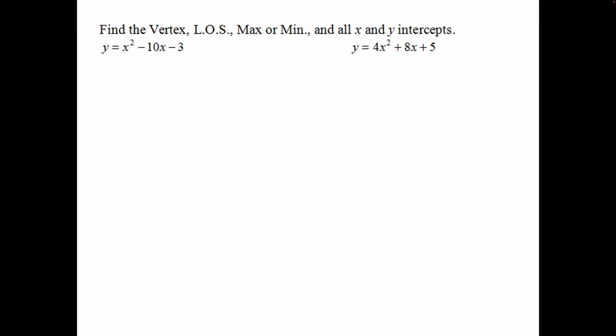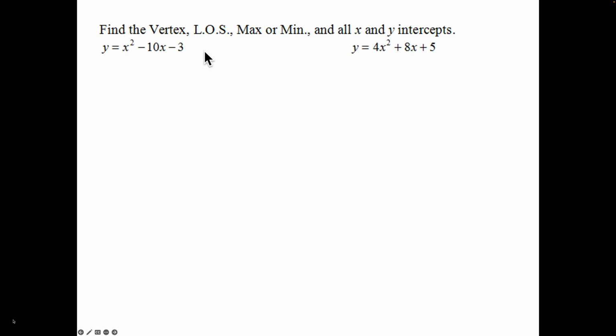All right, we're going to look at some more examples of our quadratic equations where now they want us to find the vertex. They want us to find the equation of the line of symmetry. So this is going to be the equation of a vertical line. They want us to find the maximum or minimum point. That's the highest or lowest y-coordinate on your graph. Hint, hint, that's going to be your vertex location. And all x and y intercepts of the graph.